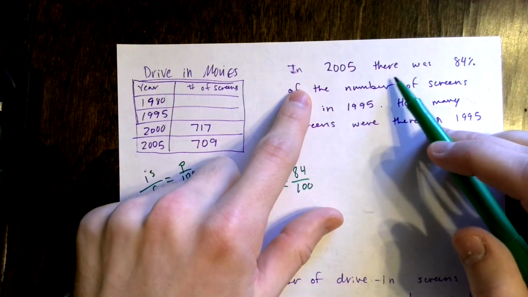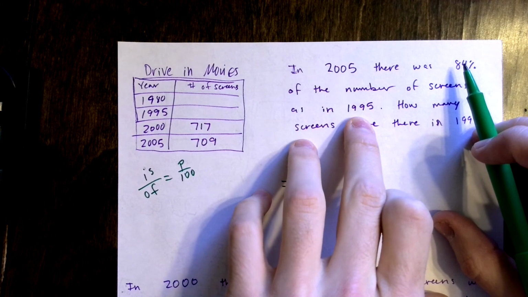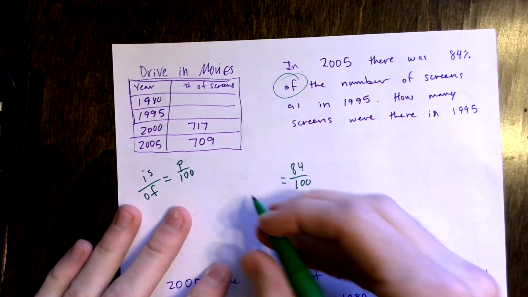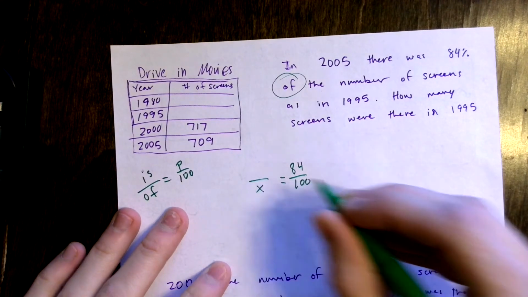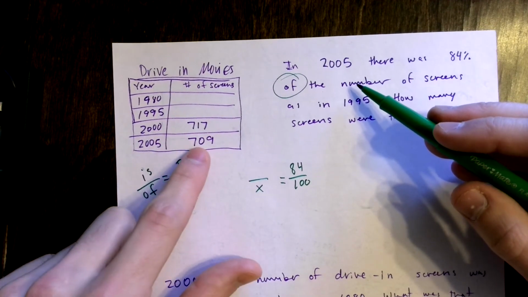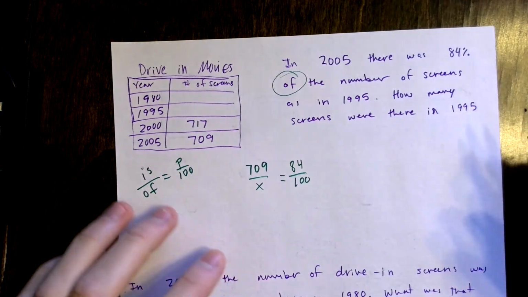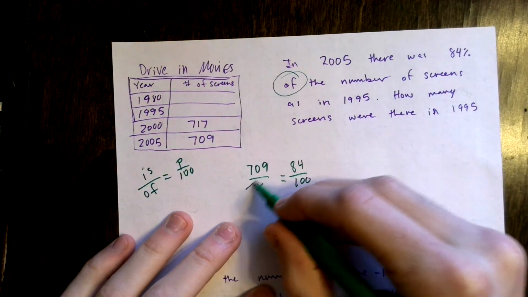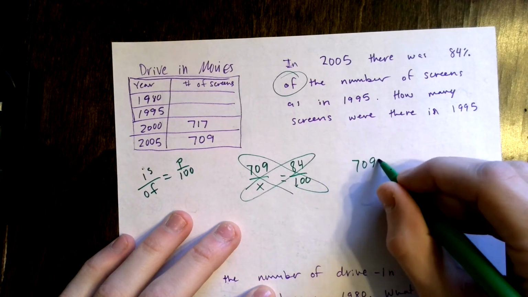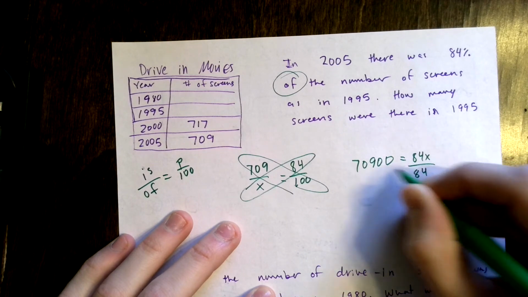It says in 2005, there was 84% of the number of screens as in 1995. We don't know what number of screens that is. We don't know the of. So the of I know is going to have to be an x. But we do know how many screens there were in 2005. In 2005, there was or is 709 screens. We have this set up just like we need to. All we have to do here is hit our cross multiply.